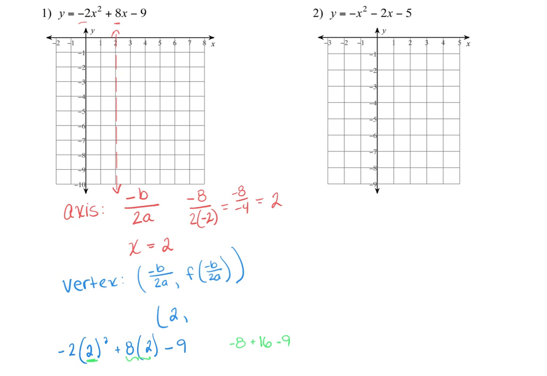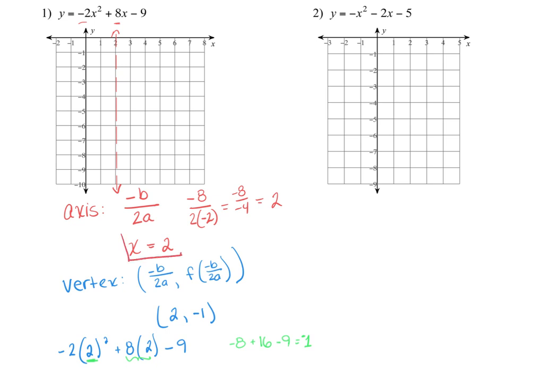All right, so I have negative 8 plus 16 minus 9. That gives me negative 1. So that's going to be the y value of my vertex, all right? Negative 1. So while my axis of symmetry is always a line, my vertex is always a point, all right?